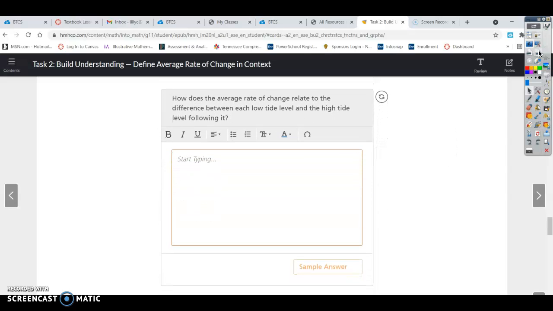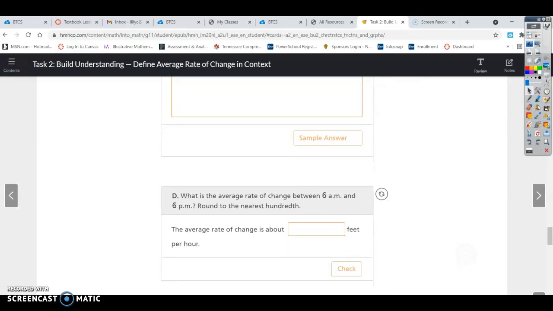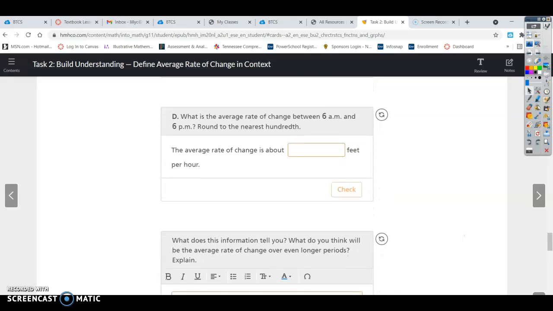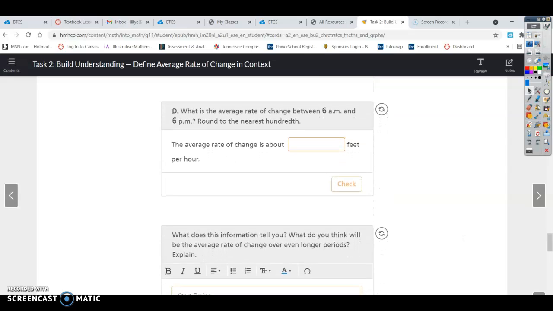All right, now a question: how does the average rate of change relate to the difference between each low tide level and the high tide level following it? All right, please enter your answer, pause the video, and when you're ready, please resume. All right, welcome back. Now we're going to move on to the next question. What is the average rate of change between 6 a.m. and 6 p.m.? Round to the nearest hundredth.